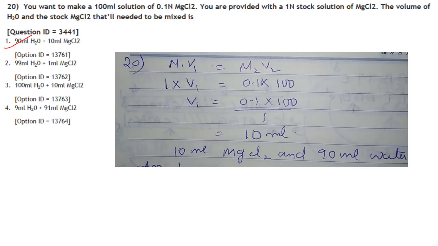Then next one. You want to make 100 ml solution of 0.1 normal MgCl2. You are provided with 1 normal stock solution of MgCl2. The volume of water and the stock MgCl2 that will be needed to be mixed: M1V1 is equal to M2V2. So 1 into V1 is equal to 0.1 into 100. So V1 will be 10 ml. So 10 ml MgCl2 and 90 ml water to make 100 ml solution. So the answer here is option 1.